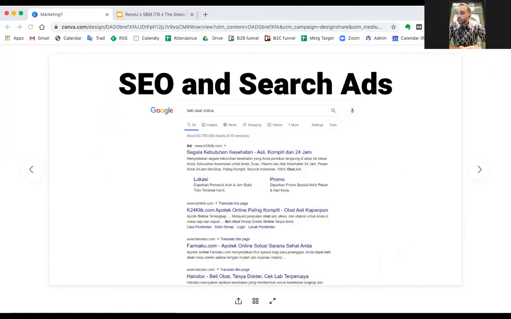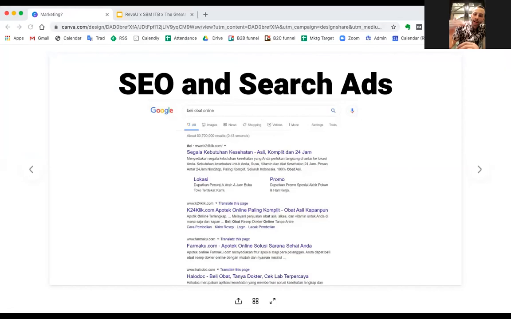Now there's three things I want to share with you before I switch it to Mateo. First of all, I want to give you an example of SEO and search ads. In here, I entered the keywords beli obat online, right? I'm sick, I need some medicine, so I click beli obat online. If you look at the top there, there's an ad, right? By K24 Click. I think it's the 24-hour pharmacy online. And basically they've advertised for some of these keywords, probably obat. So when anybody searches obat, their ads pop up.